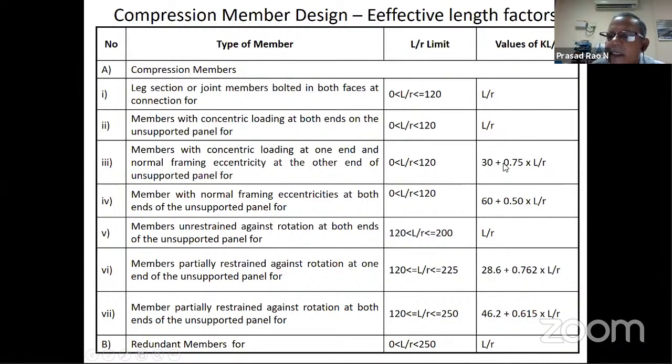Instead of 100, I am taking 105. That means I have an eccentricity at one end only. So I am increasing the slenderness ratio and decreasing the stresses in order to account for this eccentricity.